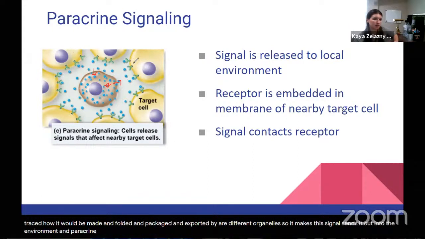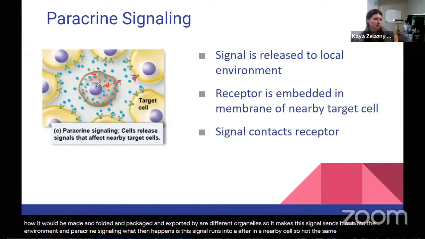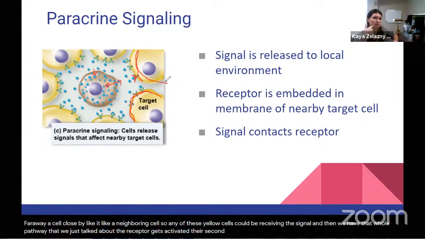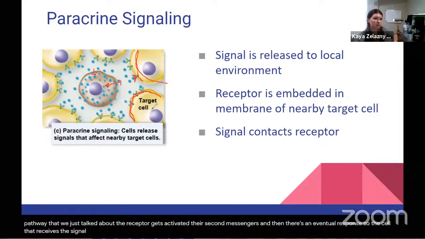And in paracrine signaling, what then happens is the signal runs into a receptor in a nearby cell. So not the same original cell, not a cell far away, but a cell close by, like a neighboring cell. Any of these yellow cells could be receiving the signal. And then we have that whole pathway that we just talked about. The receptor gets activated, there are second messengers, and then there's an eventual response. The cell that receives the signal is our target cell. The cell originating the signal is our signaling cell.